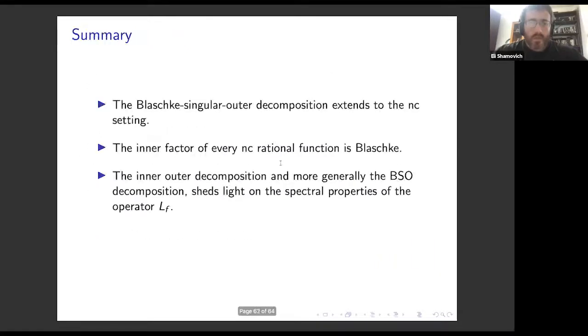So just a brief summary. The Blaschke singularity decomposition extends to the non-commutative setting in a very nice way. And moreover, the inner factor of every non-commutative rational function is Blaschke. And this decomposition sheds light on the spectral properties of the operators L_F. But there are still quite a few open questions that I'd like to have an answer to. So thank you.